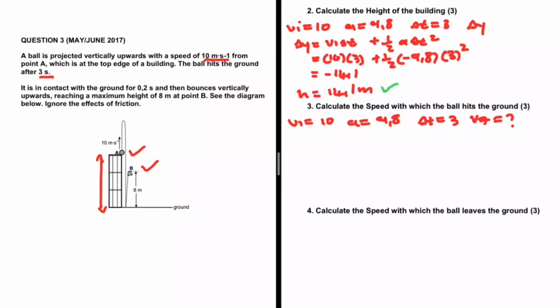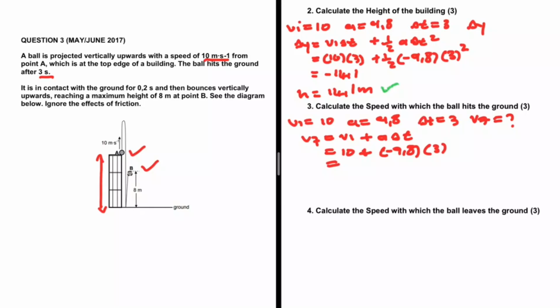Okay, with these four variables, pretty much straightforward, right? It doesn't get easier than this. We are going to have Vf equals Vi plus a delta t. Vf is what we're interested in. Vi is 10, the acceleration is minus 9.8, and the time is 3 seconds.